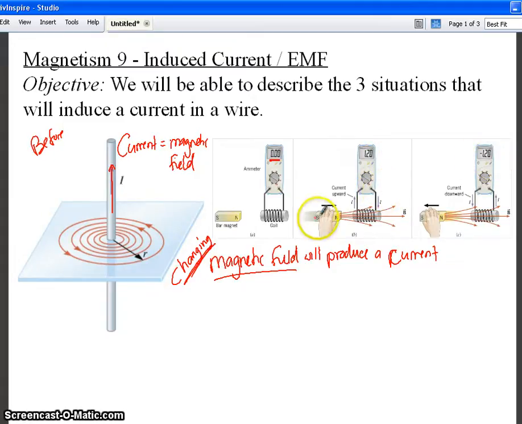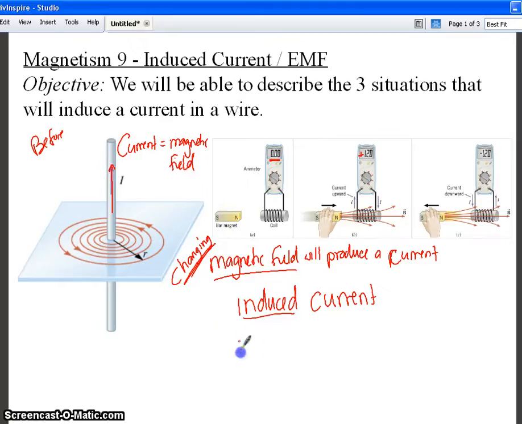And as you can see, when we move it one direction, the current is positive, and when we move it in the opposite direction, it is negative. So the current's going to reverse back and forth depending on the motion. And we'll get to that later, determining which way the current's going to be. So a changing magnetic field will produce a current. This is what we call an induced current. It is induced by the changing magnetic field.